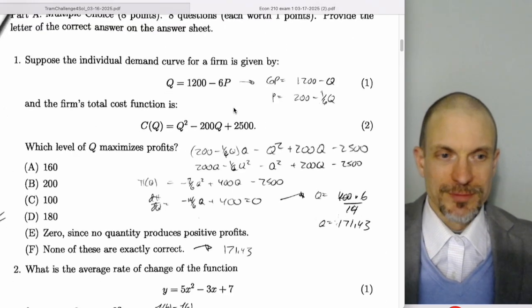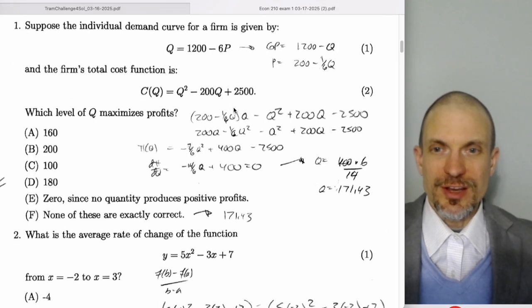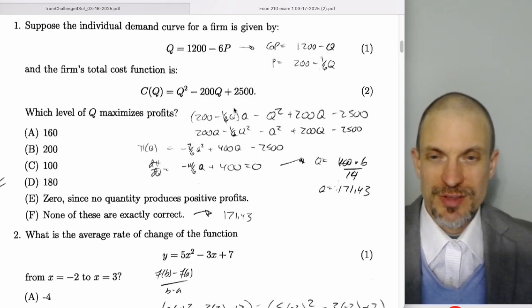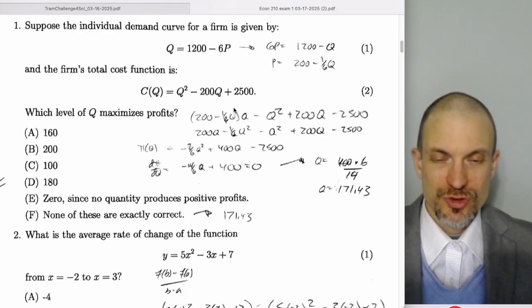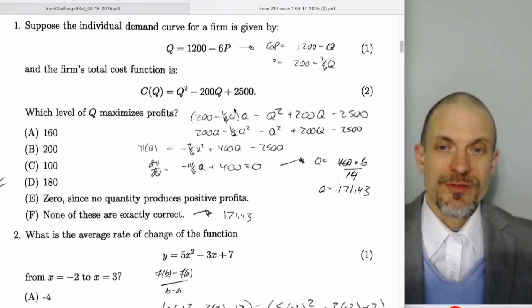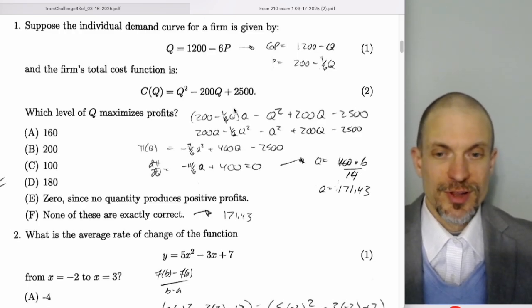All right, so the first one. Suppose the individual demand curve for the firm is given by Q equals 1200 minus 6p. The total cost function is C of Q equals Q squared minus 200Q plus 2500. We want to know what level of quantity maximizes profit. I want to write profit as a function of quantity, take a derivative, and set that equal to 0. That'll be my first order condition for a maximum, which will give me the profit maximizing quantity.